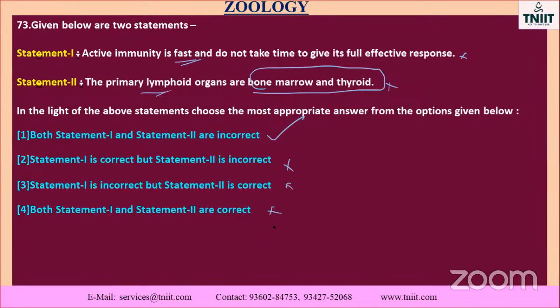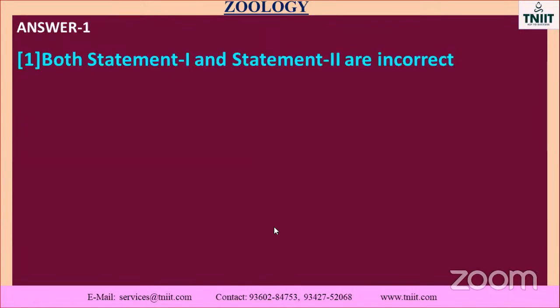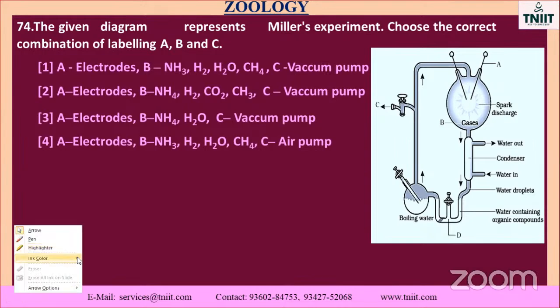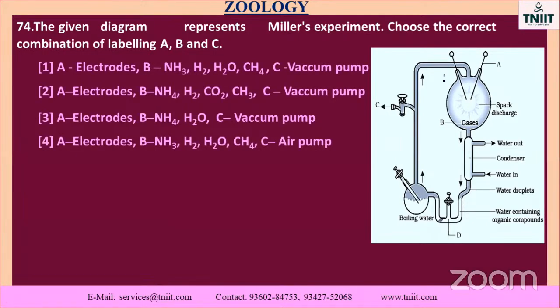Okay, so go to the fourth one. A given diagram represents the Miller experiment. Just see, this is called the Miller experiment. Choose the correct combination of labeling A, B, and C. Which is A? This one is A. This is called electrodes, positive and negative charge. Like that, isn't it? Then only you will get the spark. So A is the electrode.